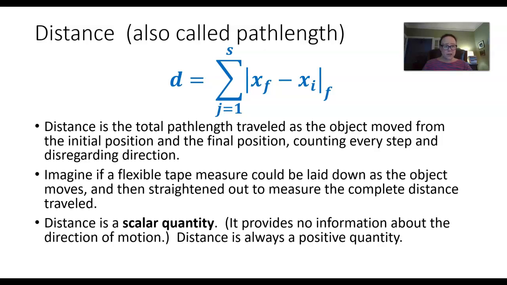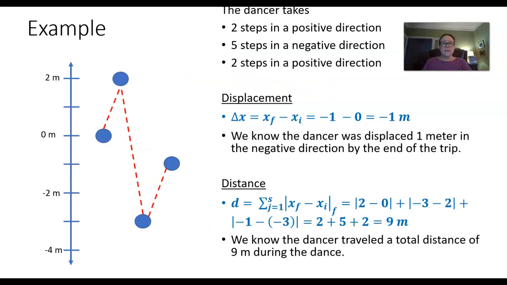Distance is a scalar quantity. It is not a vector. It has no information about the direction that the object moves. It's always a positive quantity. Distance is always positive. Let's look at a simple example to try to understand the difference between these two things.